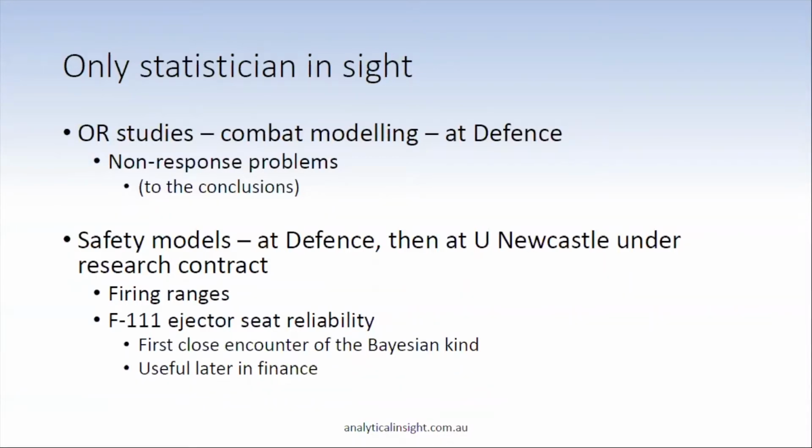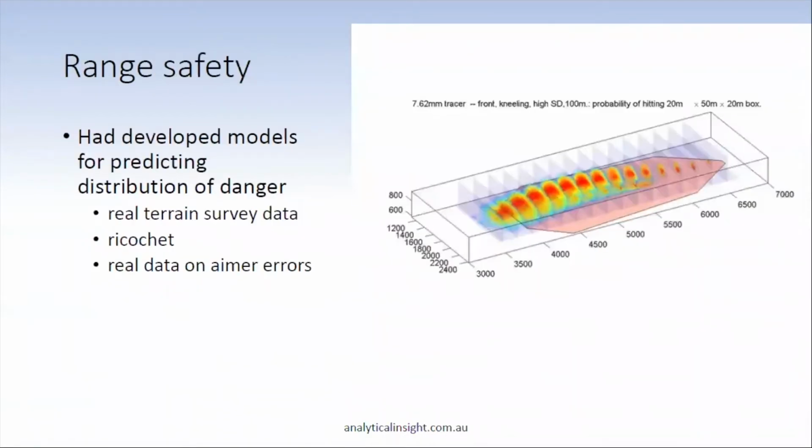Well, I realized that Bayes was useful for that. And that was much later. That was useful in some of my work in finance, because we were talking about failures of highly reliable companies, AAA rated companies. Anyway, I'm not going to talk about that. So back to the range safety problem.